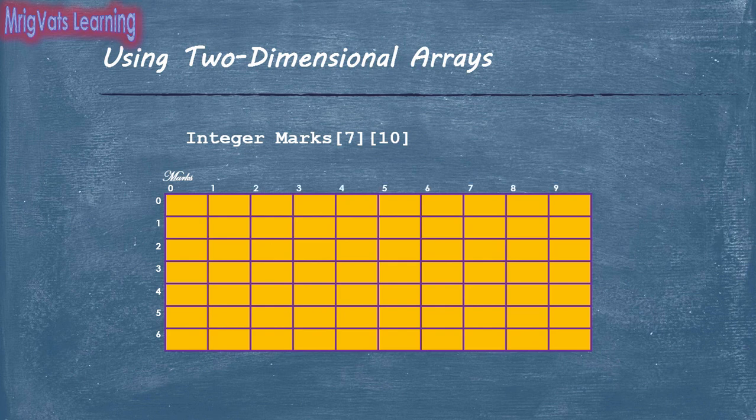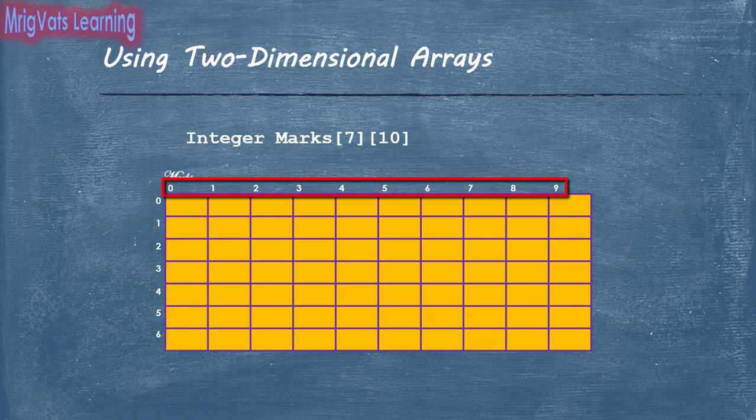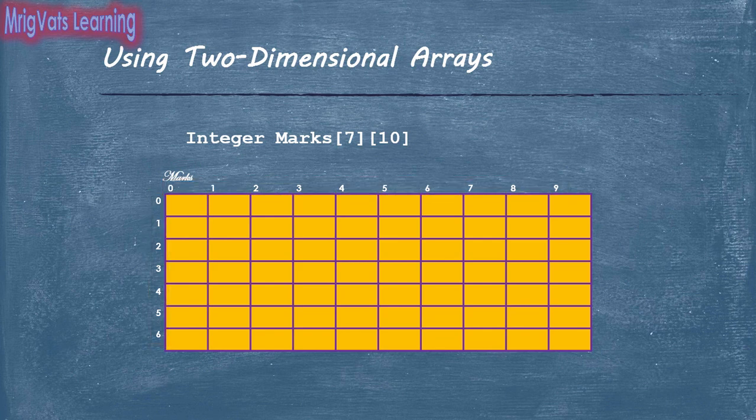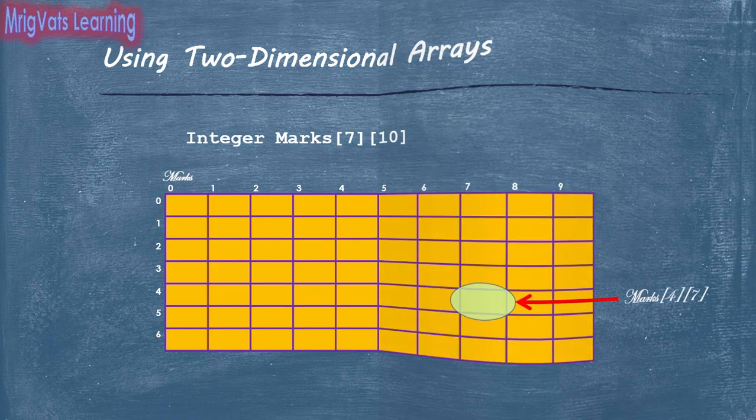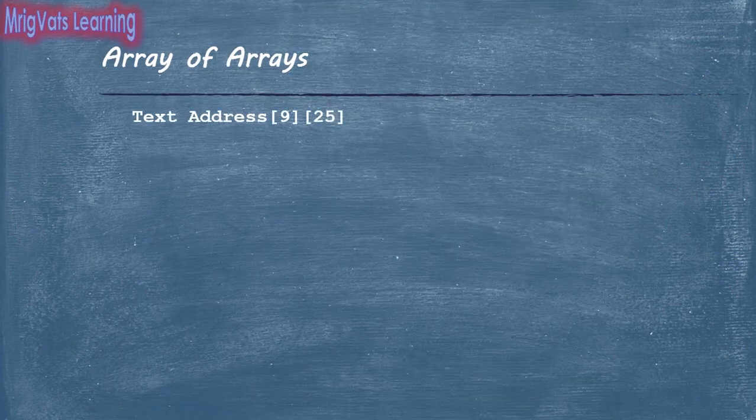To access each element in the array, you need to specify the address of the array element. The address of the array element is the array name followed by the indices of the row number and column number. For example, to access the 8th array element in the 5th row of the marks array, you need to specify marks[4][7]. You can also call a two-dimensional array an array of arrays.